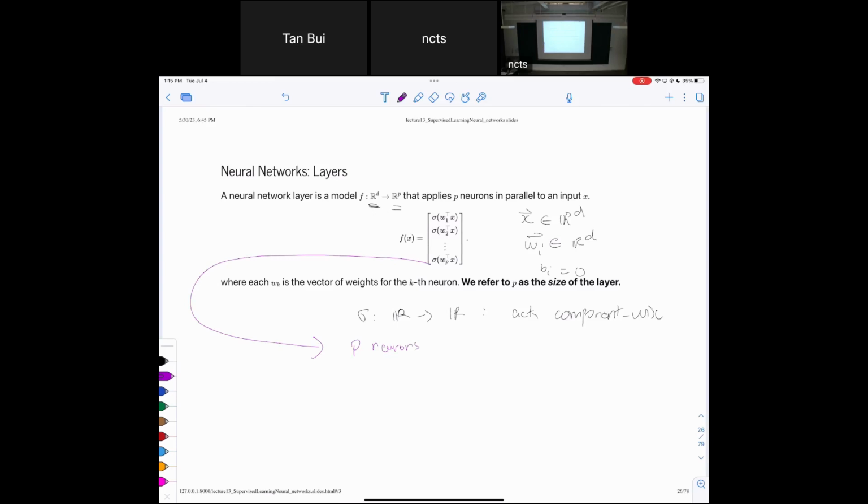So the key thing is that the activation function acts component-wise. When it sees a vector, it applies to each component of the vector. When it sees a matrix, it applies to each component of the matrix. So that's just a convention. Okay. Really okay with that? No questions?